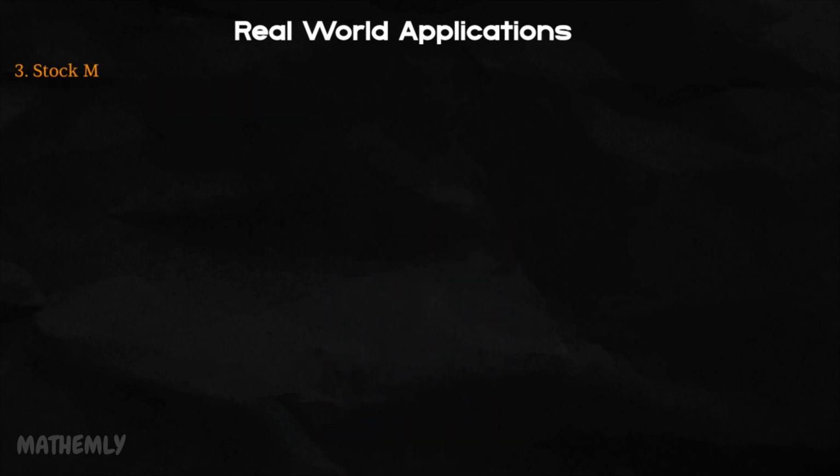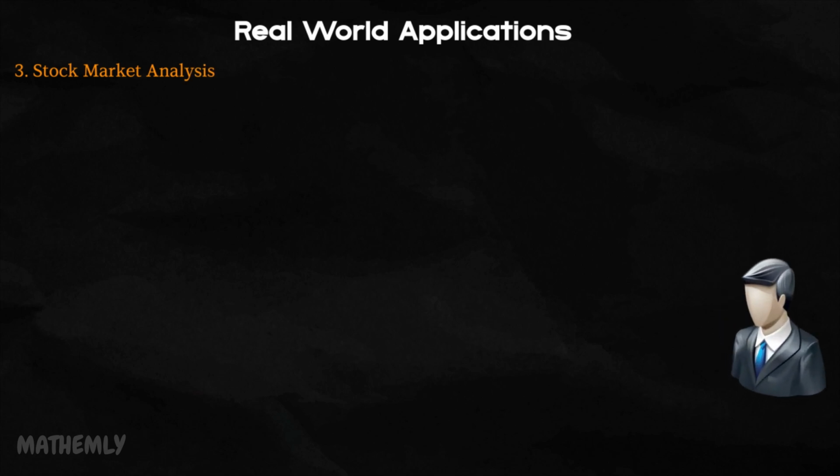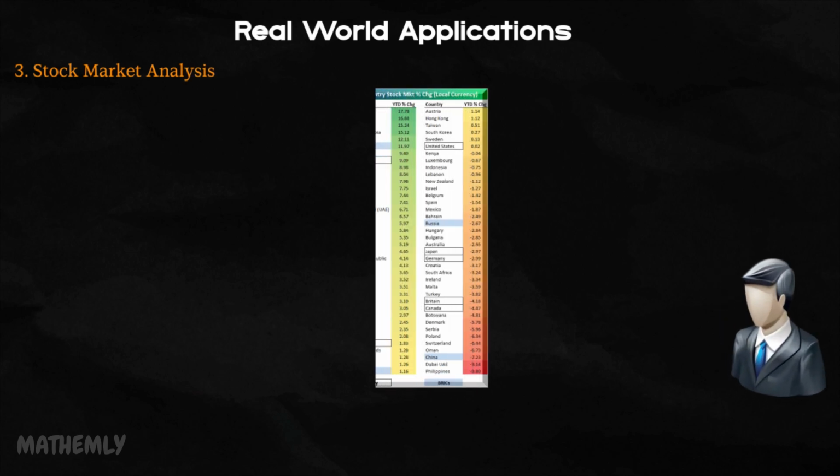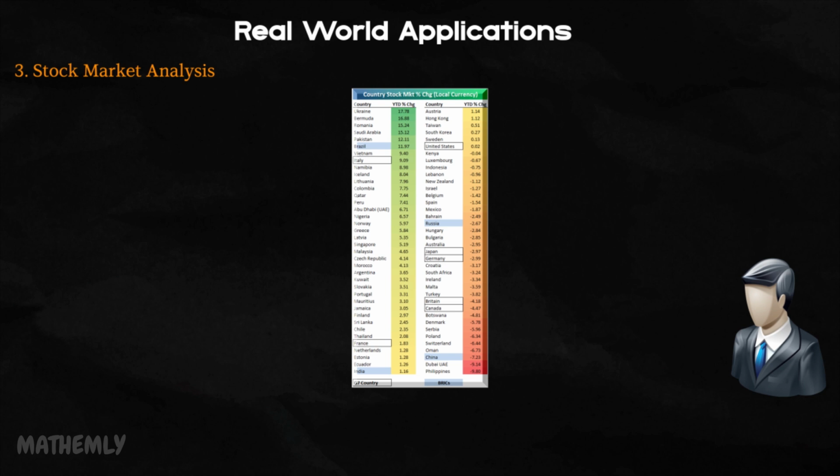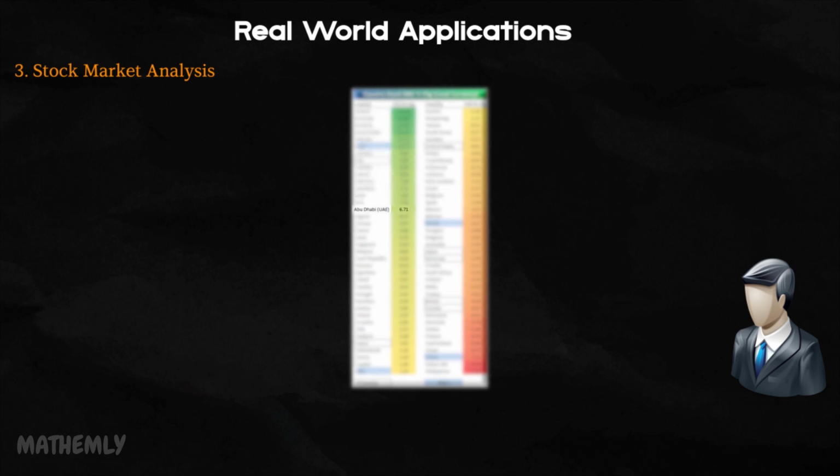Stock market analysis. Financial analysts deal with large amounts of stock data, including price trends, volatility, and trading volume. PCA reduces this high-dimensional data by finding principal components that capture the most significant market movements. This helps in trend prediction and portfolio optimization.